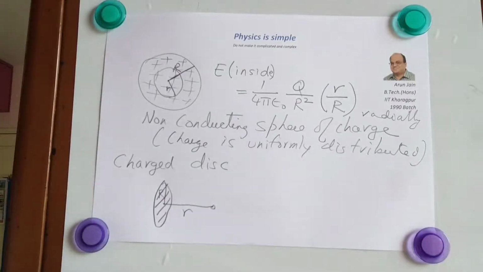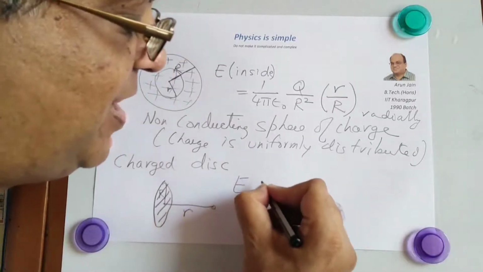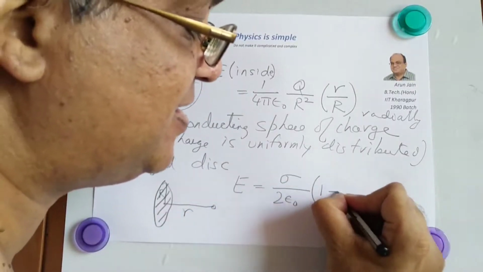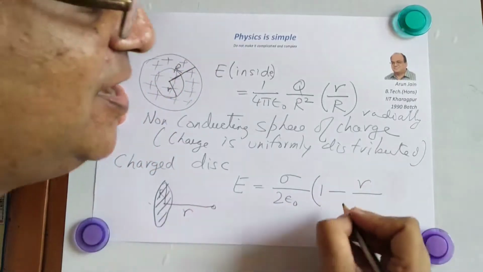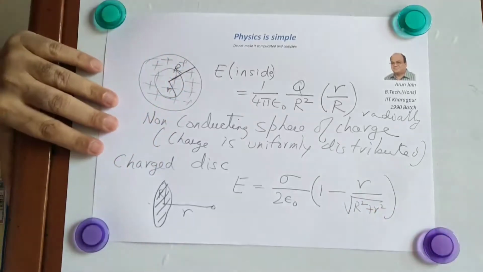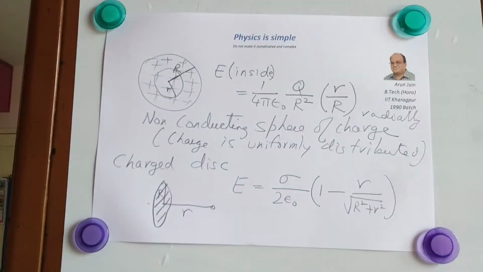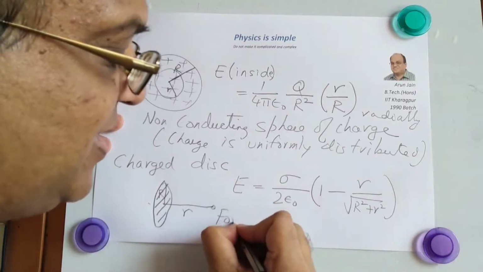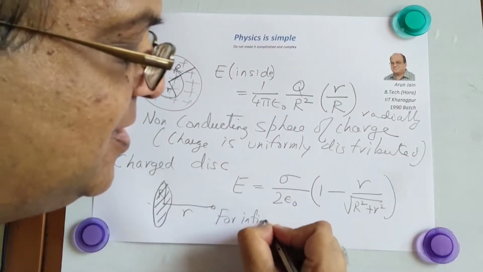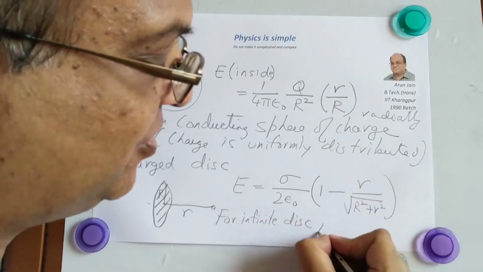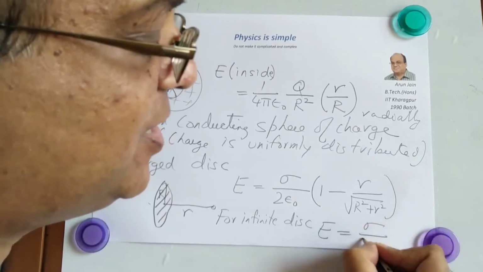So for this charged disc, the electric field is given by sigma by 2 epsilon naught times 1 minus small r, that is this distance, divided by root over r square plus R square. So this is the formula for the electric field due to a charged disk at a point on the axis. If the disk is infinite, this term will become 0. So E will be simply sigma by 2 epsilon naught.